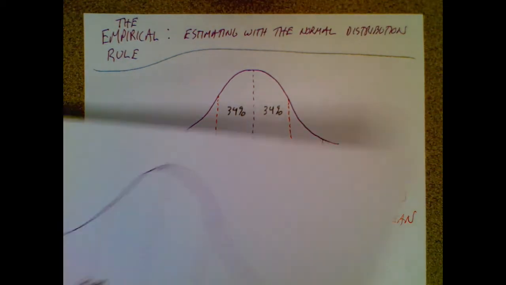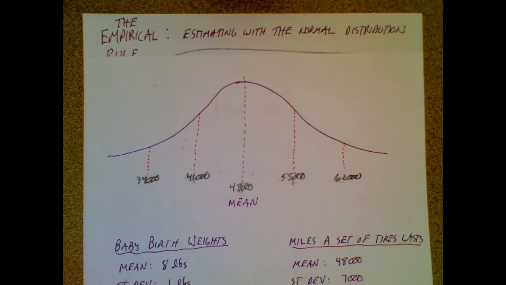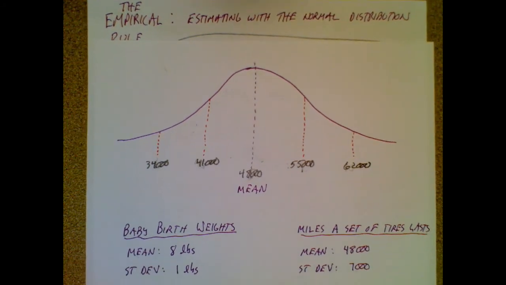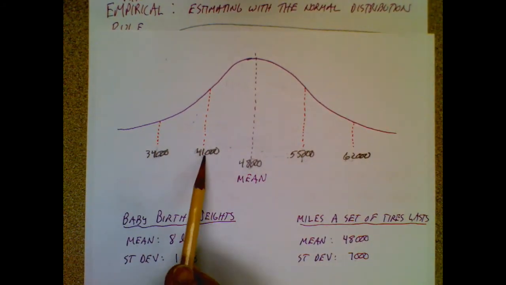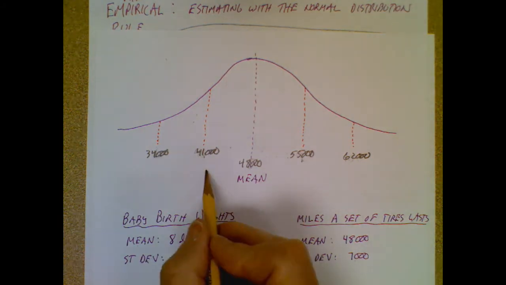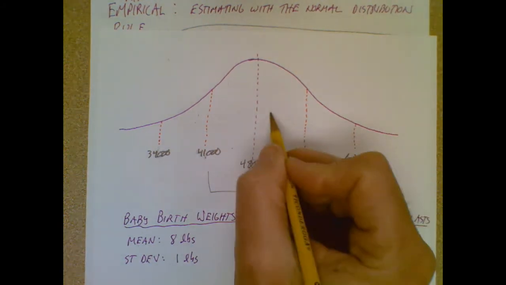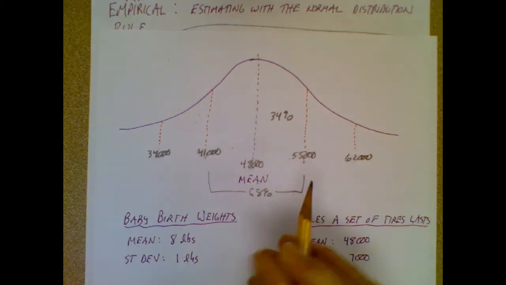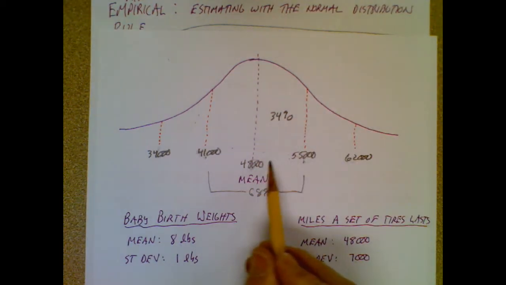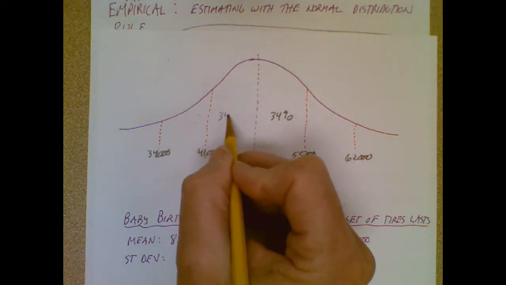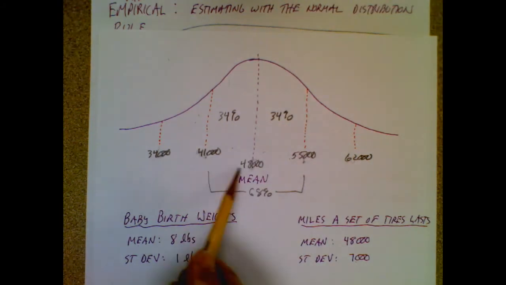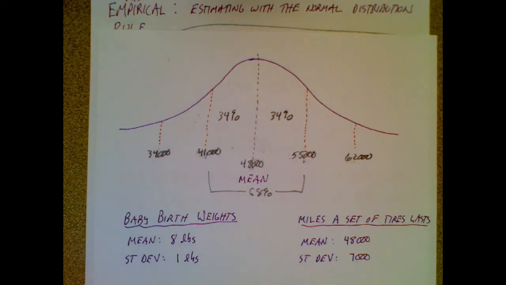So if I wanted to know what percent of tires lasted between 41,000 and 55,000, that would be 68% of the tires. Or 34% of the people would have their tires last between 48,000 and 55,000, and about 34% of the people would have it last between 41,000 and 48,000.